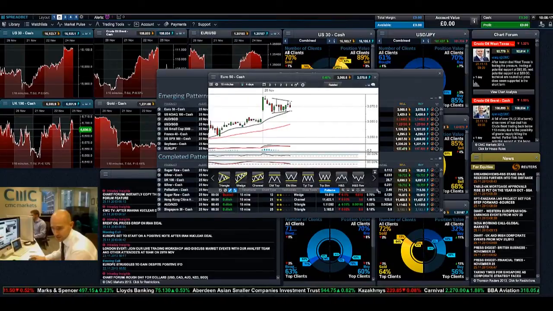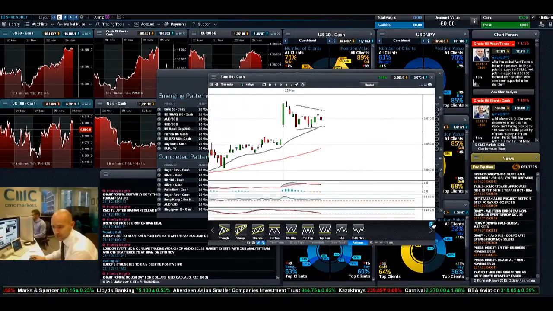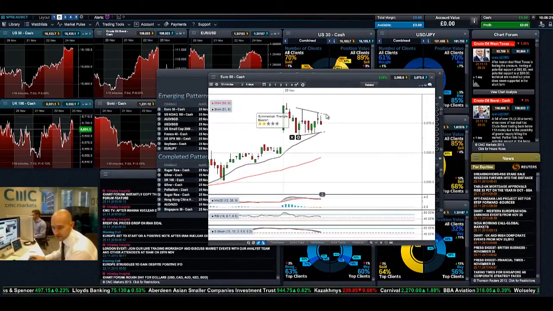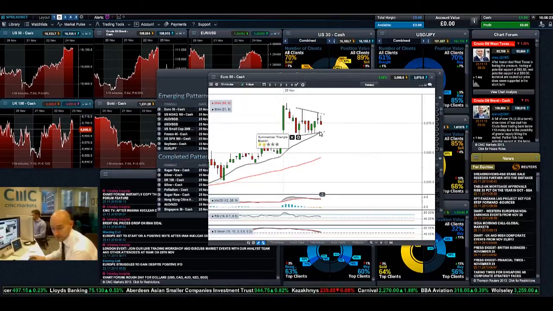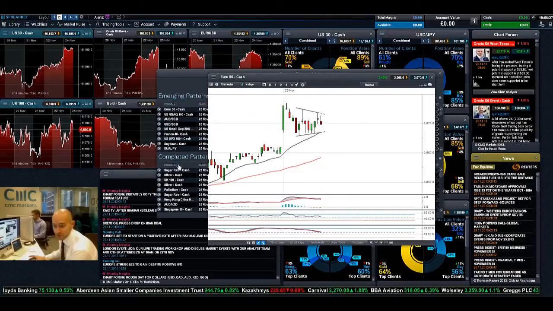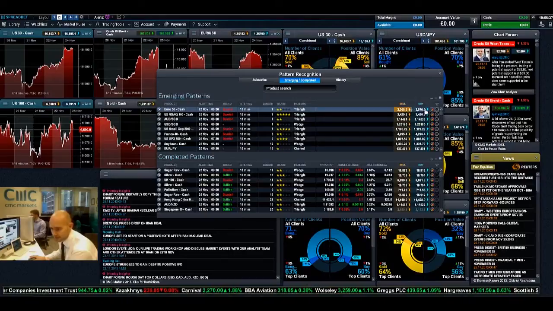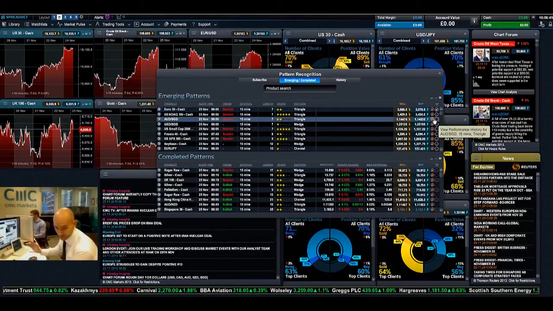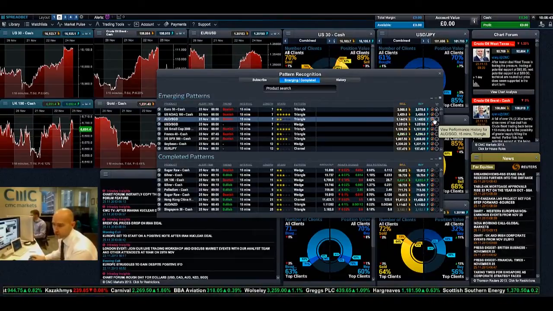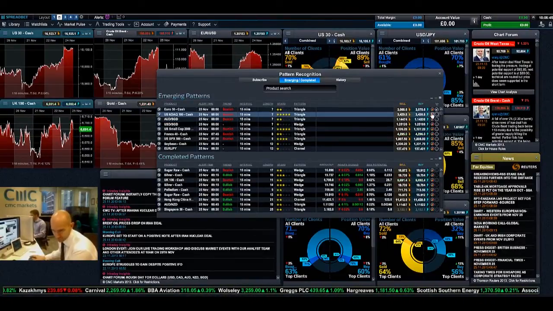So as you see there, a little triangle formation right there. If it breaks out through the potential resistance right here, or breaks down through the potential support, that would be a breakout, and it would move from emerging and become a completed pattern. Why people like this section is it can be quite handy if you're wanting an early warning signal that a specific technical pattern is going to break out. And in fact, if you click this button right here, that will set an alert, so when it does break through that potential support or resistance, you'll be alerted to it on your web-based trading platform.